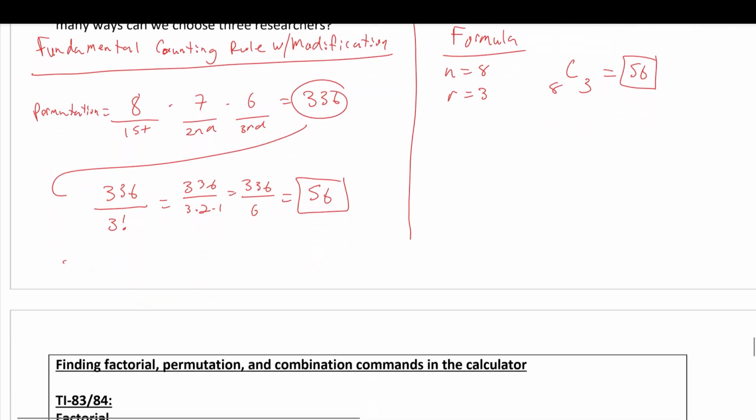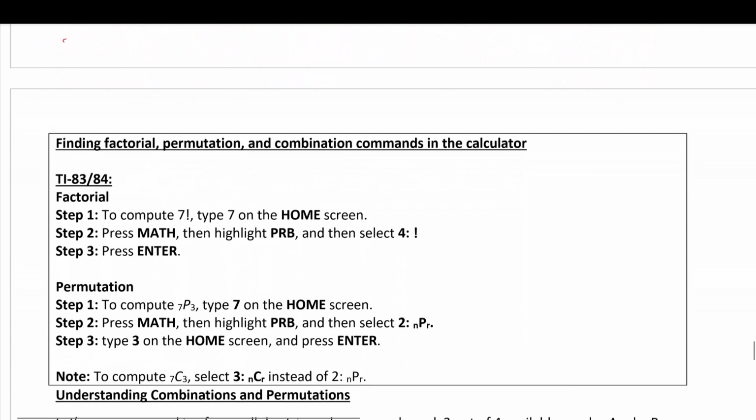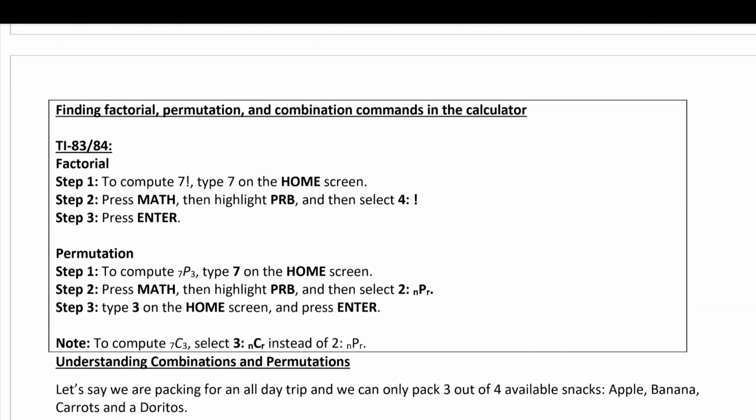Okay. Now here are all the different calculator functions for factorial. This is how to access that. Permutations, and then again, combinations is in the same menu as permutations. Okay, and it's done the same way. We have to type in the n first, and then go to the menu, and then type in the r, just like we did in the permutations example.